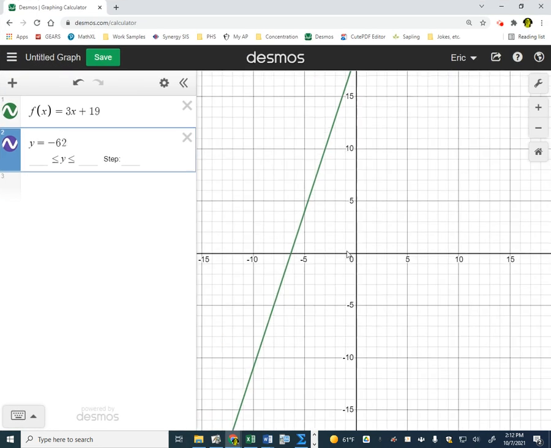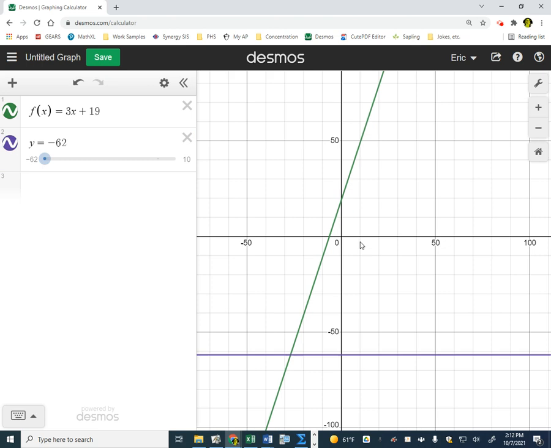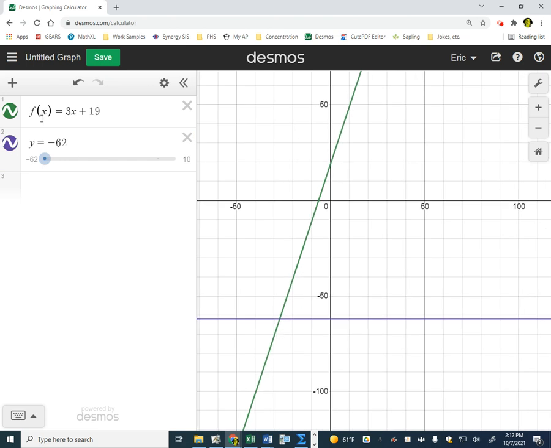And then on my graph, all I've got to do is zoom out until I can see the intersection of those two graphs, right? The green one is f of x. The purple one is the y value that I'm setting it equal to. And there's the point of intersection. So what's the solution? Negative 27, because I'm looking for the x value, aren't I? Right, I'm solving for x. Okay?